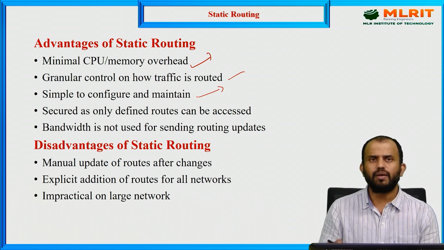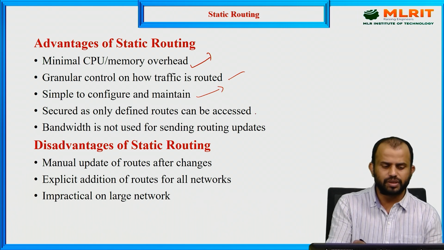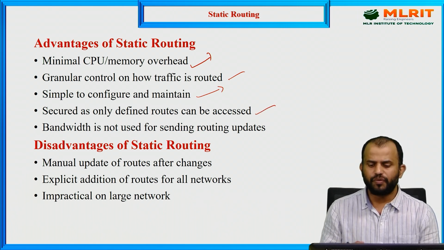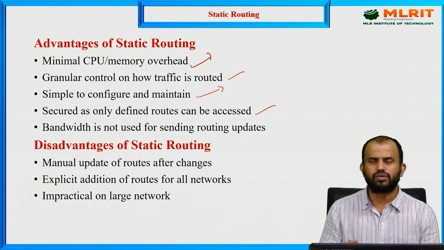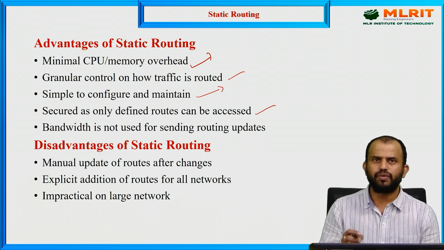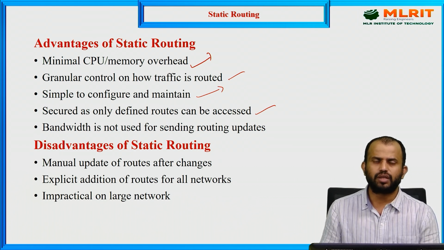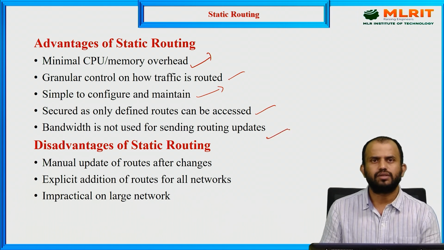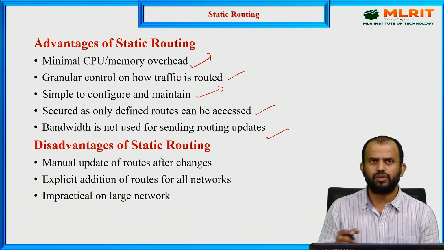But if the number of routers increases, there is difficulty. It is also secure, because before data is transmitted, we have defined our routers and what kind of router we are using, so access is in a secured manner. And bandwidth is not used for sending routing updates, because the bandwidth is used only for information transmission, not for sending routing updates.